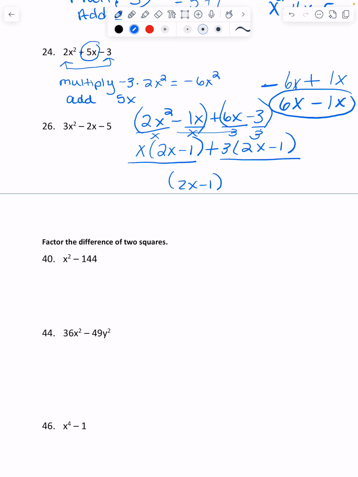So I'm going to factor out the 2x minus 1, which means I'm dividing both of these terms by 2x minus 1. And what does that leave me with? x plus 3. So the factorization of 2x squared plus 5x minus 3 is 2x minus 1 times x plus 3. Now remember, it doesn't matter the order that I write these. In other words, x plus 3 times 2x minus 1 is, of course, the same answer. What would not be the same answer is if you had incomplete signs or incorrect signs. Instead of 2x minus 1, you put 2x plus 1. That would be wrong.